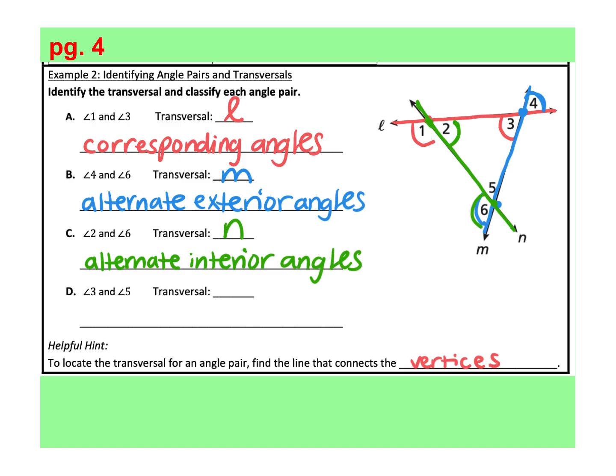Next, we have angle 3 and angle 5. 3 and 5 have the transversal M, and they are between the two lines and on the same side of the transversal. So they're interior because they're between the lines, and they're same side because they're both on the same side of the transversal. That makes them same side interior angles.